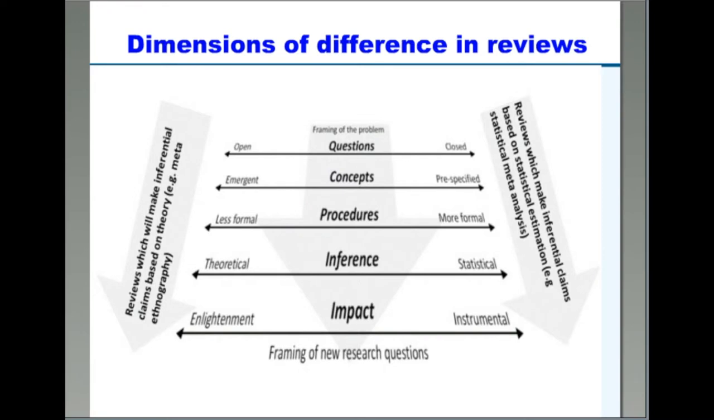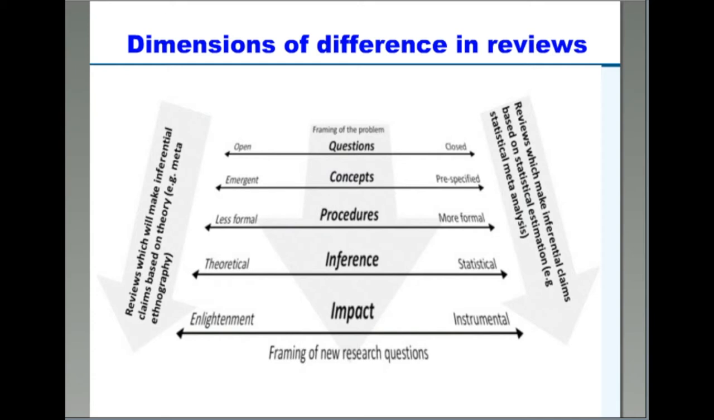On the left-hand side, those open questions are about developing emergent concepts, rather than the right-hand side, which is pre-specified. The open emergent approach will have methodology, but there'll be more iteration. There'll be less formalized procedures, whereas the closed pre-specified a priori questions are more likely to have tightly controlled formal methodology. I must emphasize this is not suggesting that the open emergent approaches don't have methodological rules, principles and processes. It's the extent that they are specified and allow iteration. And then again, that leads to different types of inferences, theoretical inferences or statistical inferences.